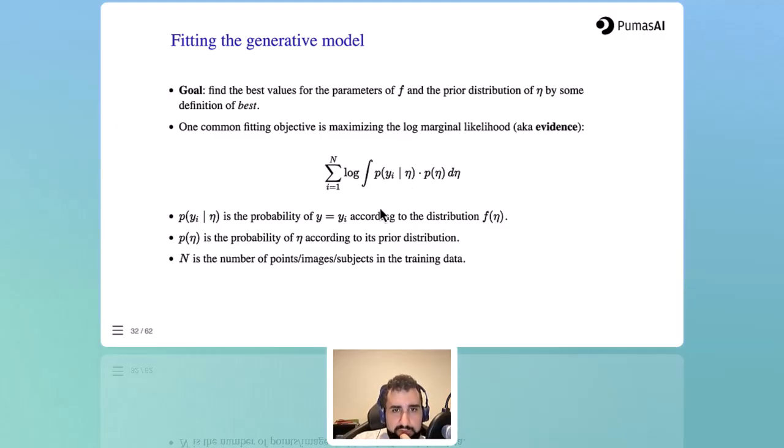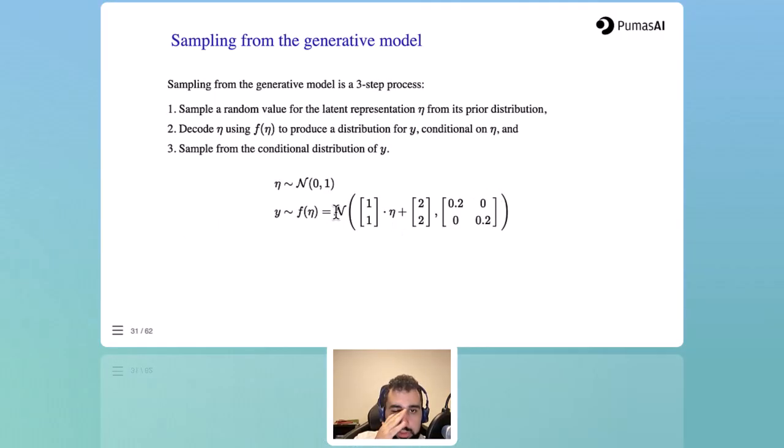Now let's talk about the individual terms in this objective function. The p of yi given eta is the probability that the random variable y takes a specific value yi according to distribution f of eta. So let's break this down. f of eta here is a normal distribution, for example. The probability that y takes a value of 0 would be the PDF, or probability density function, of this normal distribution for y equals 0. We can just plug in the value of y in the probability density function of this distribution f of eta.